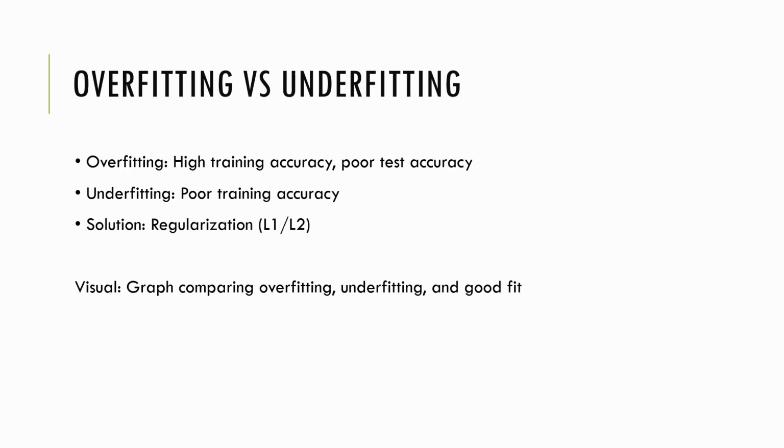When building models, we need to be cautious of overfitting and underfitting. Overfitting occurs when the model fits the training data too well, capturing noise and leading to poor generalization. Underfitting happens when the model is too simple to capture the underlying patterns. Regularization techniques like L1 and L2 regularization can help prevent overfitting by adding a penalty to large coefficients.